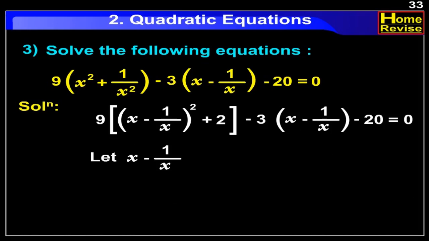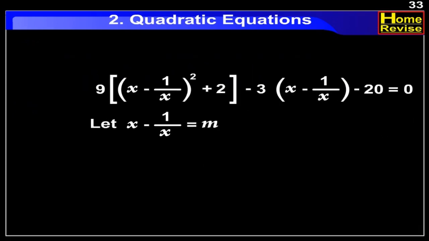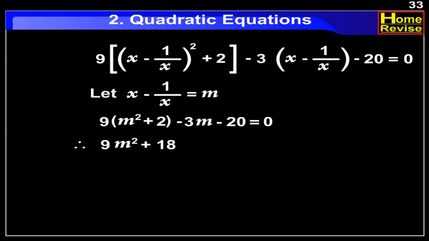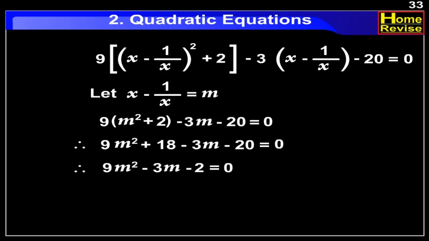Let x − 1/x be equal to m. Therefore, we have 9(m² + 2) − 3m − 20 = 0. Therefore, 9m² + 18 − 3m − 20 = 0. Therefore, 9m² − 3m − 2 = 0.